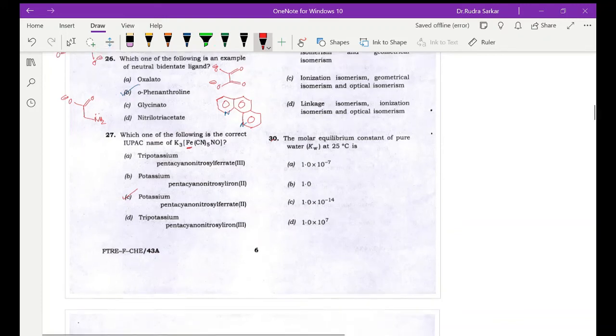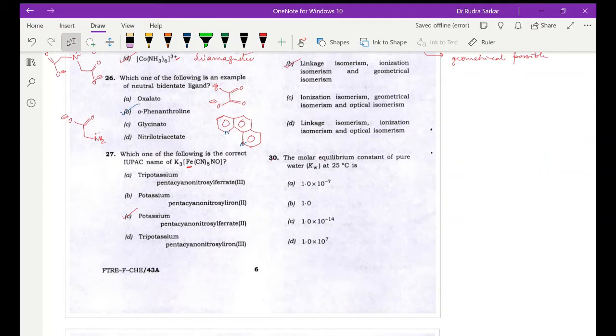The molar equilibrium constant of pure water at 25 degrees centigrade is Kw. We know it is 10 to the power minus 14. This is also called the ionic product of water. So over here our answer will be C.